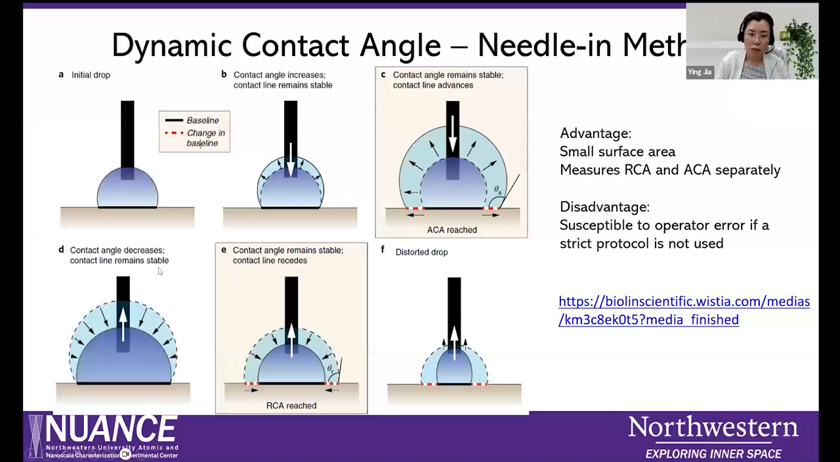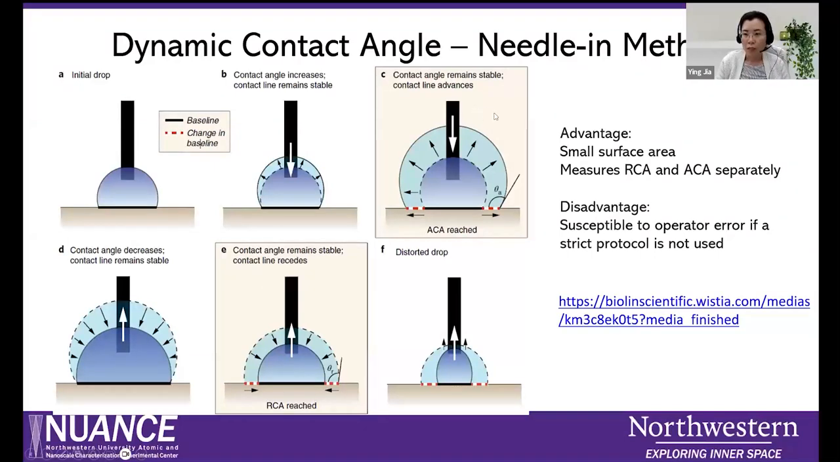If you want to measure receding, it's just the reverse process. You keep the needle in the droplet and suck out the liquid, and the droplet shrinks. At the beginning it's still pinned at this point, and at some point the pinning point moves inward. At that critical changing point, that's the receding contact angle.